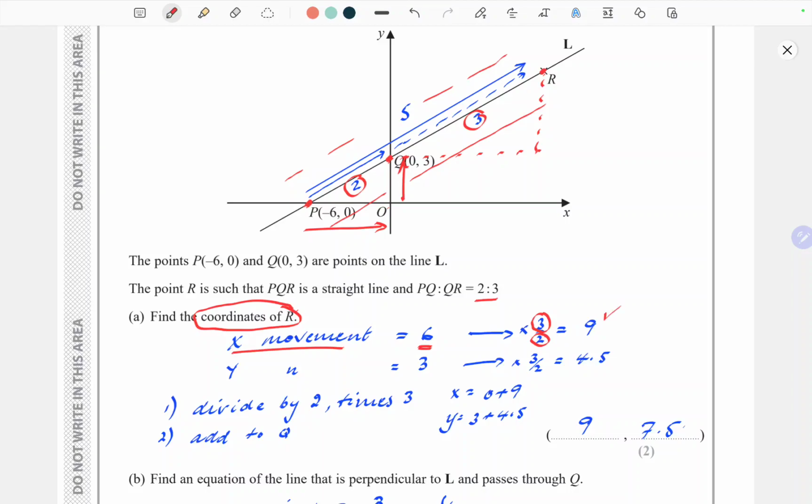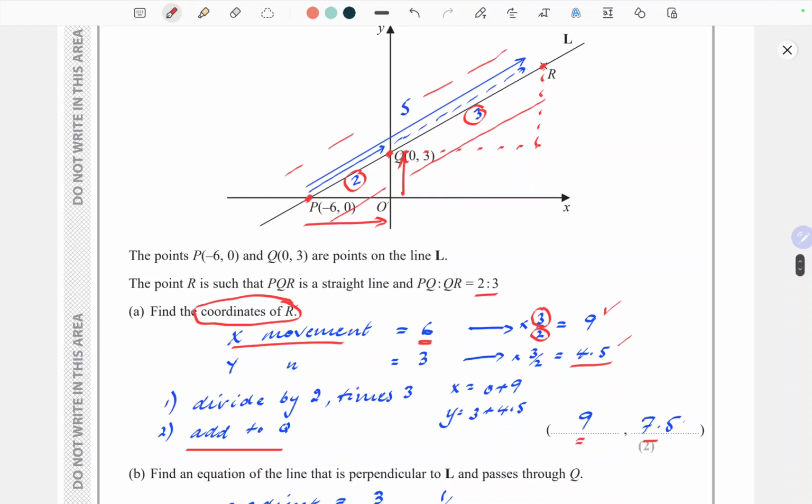Yeah, that's fine. And the y movement is a little messier. Again, divide by 2 times by 3 gives me 4.5. All right. If you then add that onto Q, you'll get 0 plus 9, all right, so that's 9 there. And y equals 3 plus 4.5, 7.5 there. All right. So it's applying the ratio. Watch out for this ratio here. That's the most important thing.